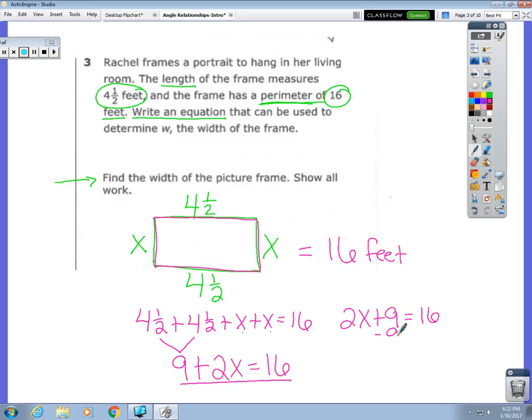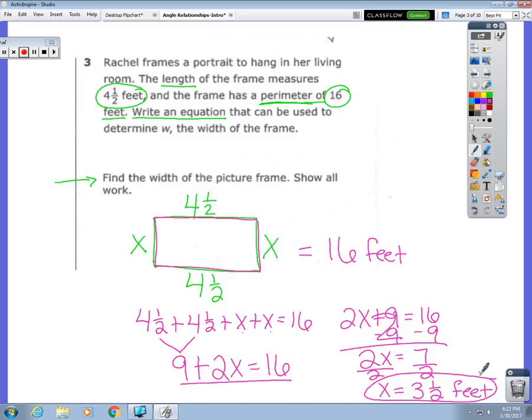We're going to subtract 9. This zeroes out, so we have 2x equals 7. Divide both sides by 2. X equals 3.5 feet. So this x is 3.5 feet. This x is 3.5 feet. And if we added those all together, we would get back to 16 feet.